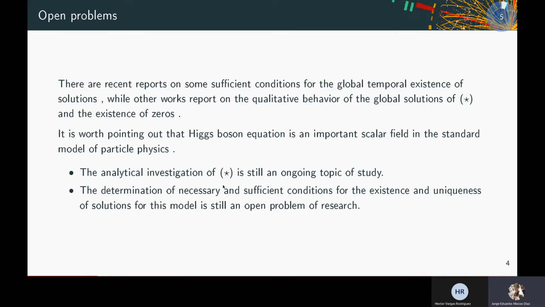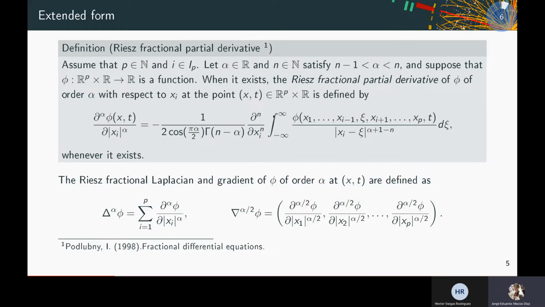Okay. So there are various reports about the existence of solutions of Higgs boson equation in the de Sitter spacetime. Unfortunately, most of these results are qualitative, so they don't provide conditions under which the solutions do exist and are unique. This topic is a very hot topic of investigation recently, as is the analytical investigation of the solutions of this model.